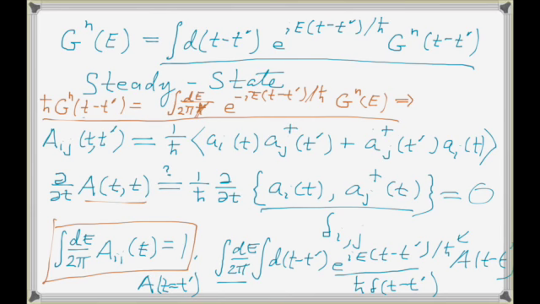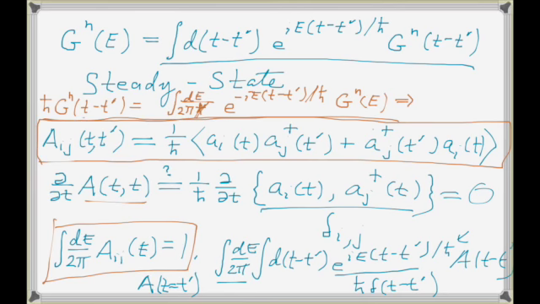Looking at this definition here, you set t equal to t prime, and that just gives you the equal time anti-commutation relationship. And so the thing in the brackets is delta ij. So at equal time, the spectral function is just, as we said, the integral over all energy divided by 2 pi, right?